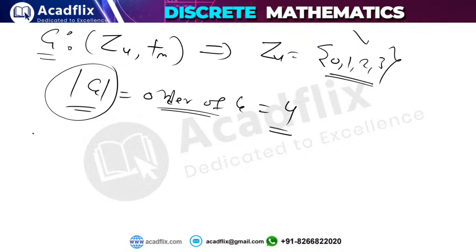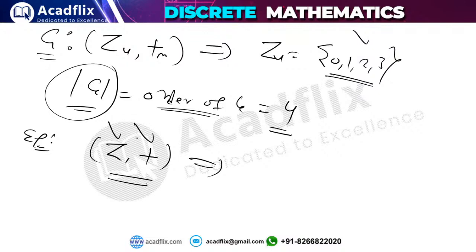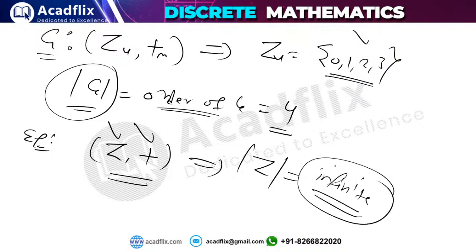For example, you can take another example: the set of integers under addition. This we have already seen. This is a group, the set of integers with the addition operation, and for this group the order of Z is infinite. You can simply say the order is infinite.